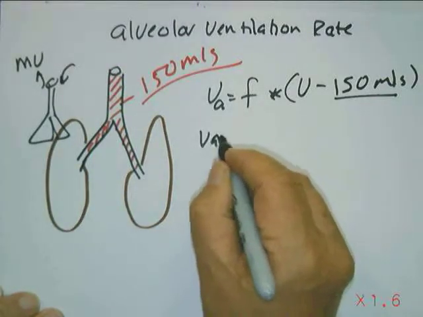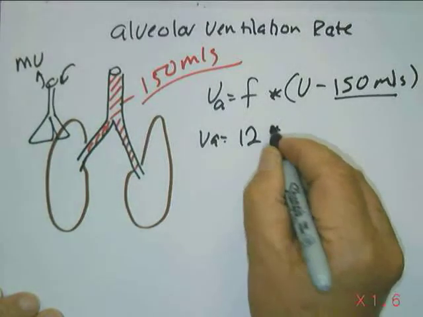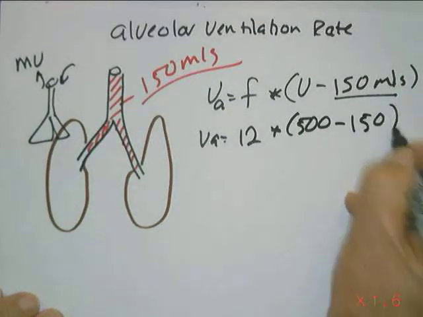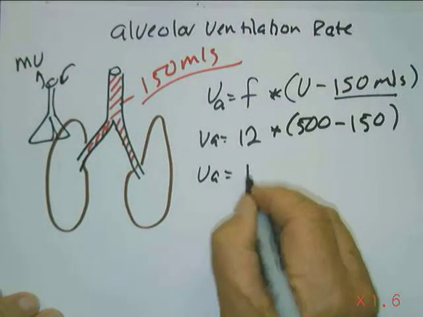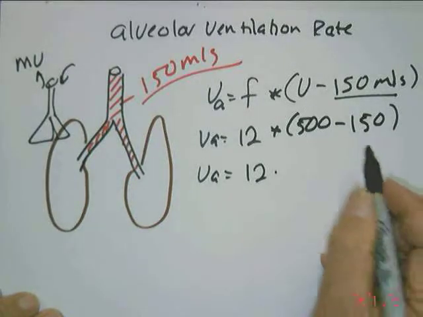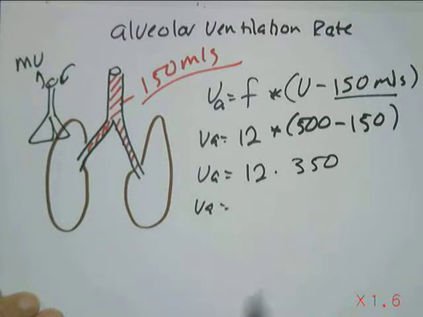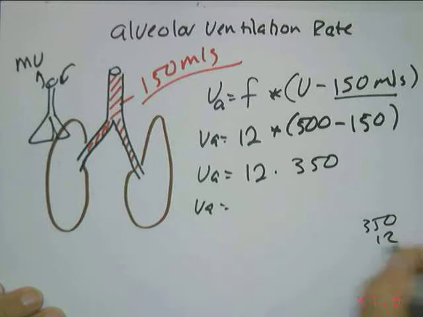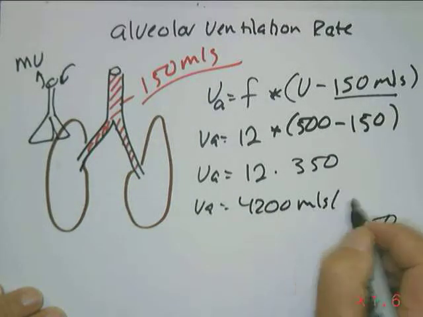So let's say you have a frequency of 12 breaths per minute, and we're using tidal volume again. You have to subtract that airspace that's not being exchanged. So 12 times 350. Now I know your math. 350 times 12, that's 4,200 mils per minute.